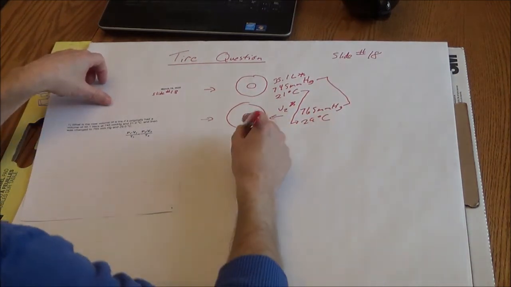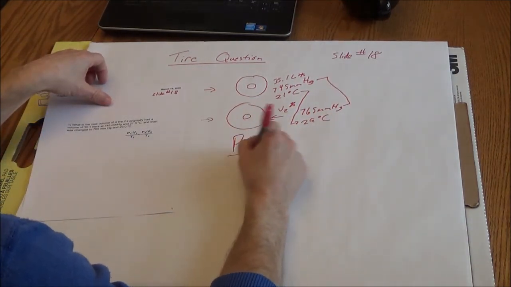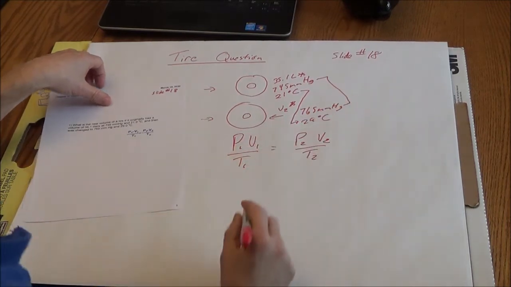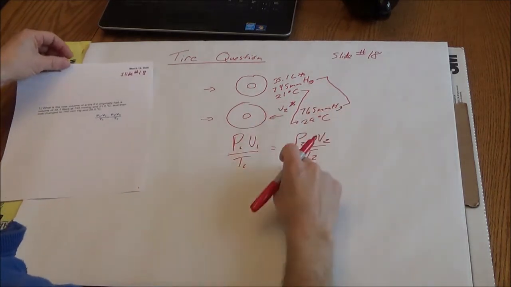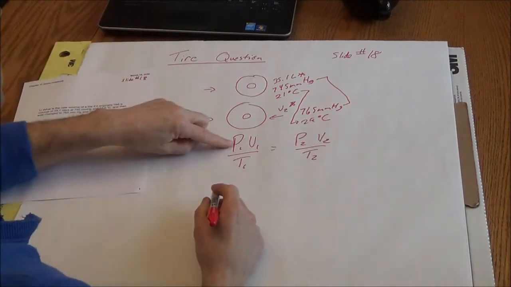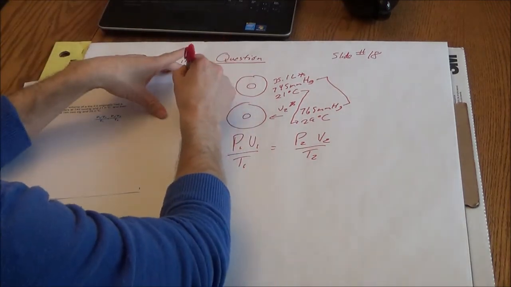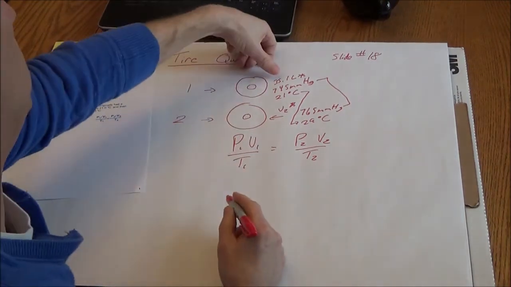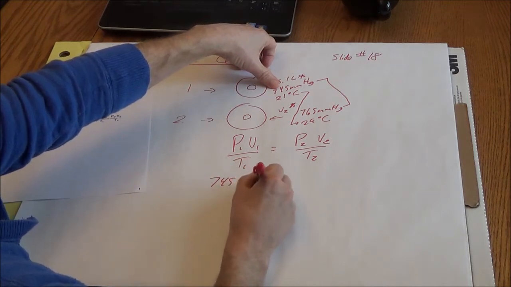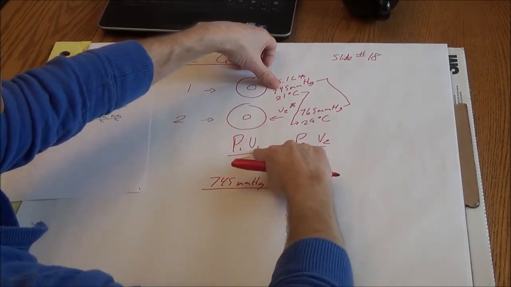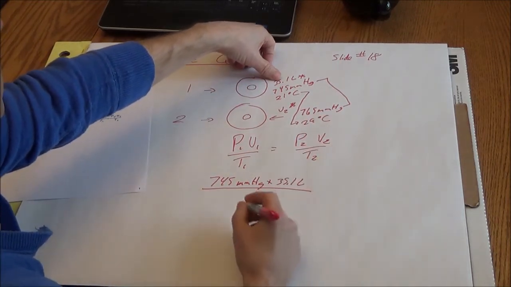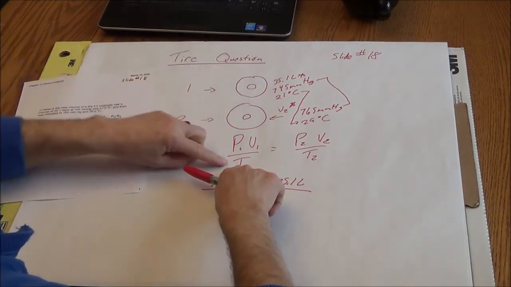Well, this was made for the combined gas law. P1 V1 over T1 equals P2 V2 over T2. This is what we call in science plug and chug. We're going to plug the numbers in where they belong and solve for V2. We want to know the new volume of the tire. Now what's my beginning pressure? So these are the ones, and then these are the twos. My beginning pressure is 745 millimeters of mercury. What's my beginning volume? That was 35.1 liters.